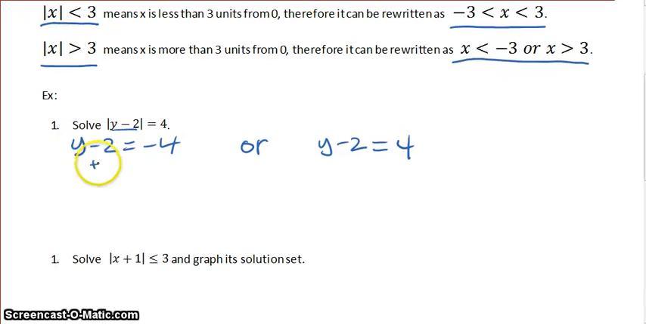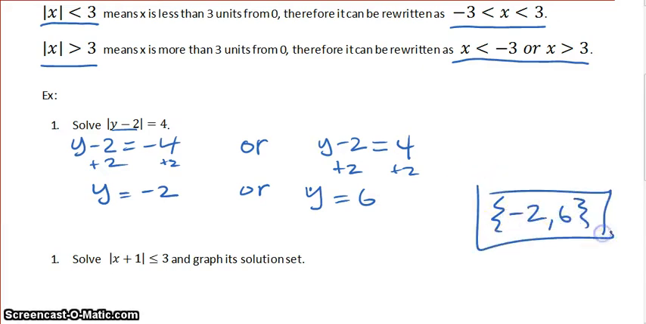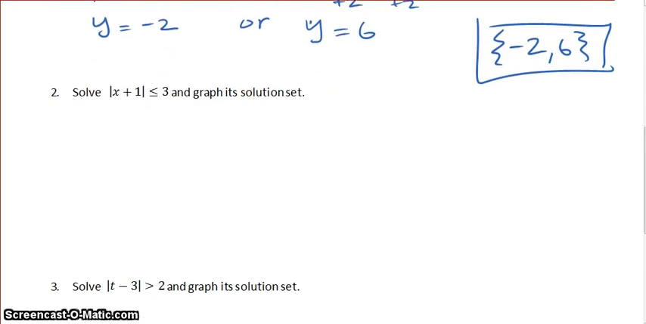So I'm going to add 2 on both sides, and I'm going to get y equals -2, or add 2, y equals 6, and I'm just going to write it as a solution set. So your solution set would be -2, 6. Those are the only 2 answers. y can either be -2 or it can be 6. So that one should be kind of old news.